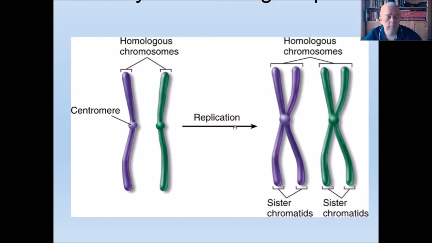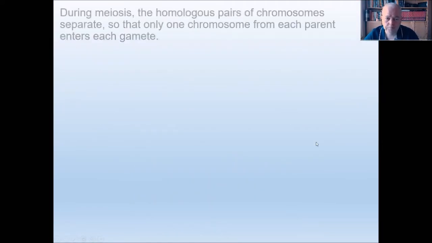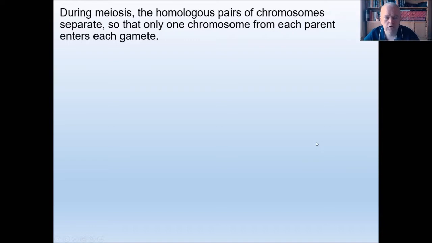Okay, so let's move on a little bit and summarize the key principles of what's going to happen. So during meiosis, we're looking at homologous pairs of chromosomes. That's one from each parent. And we're going to separate those. So we've only got one chromosome from each parent entering the gamete that is formed.